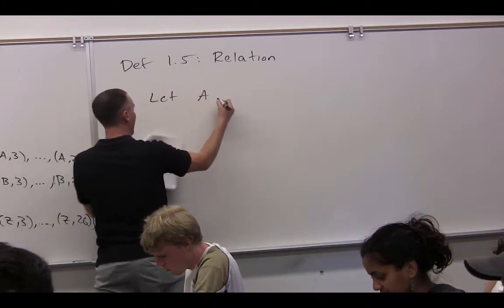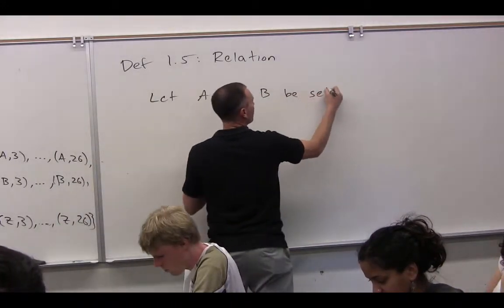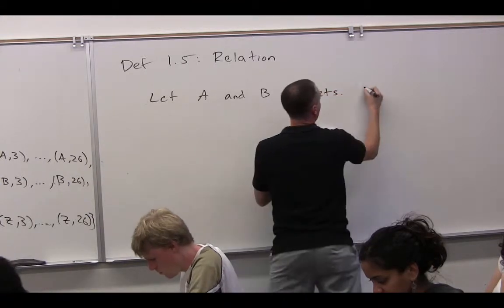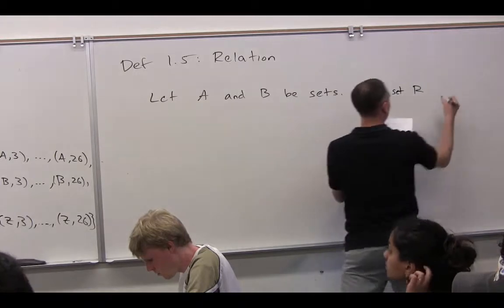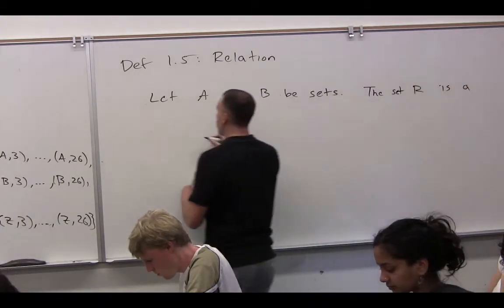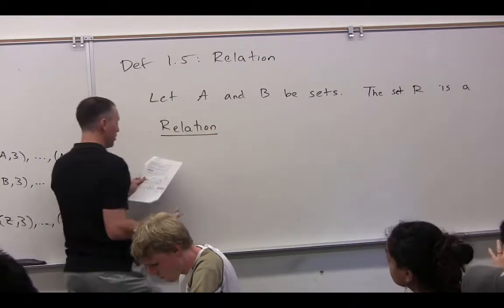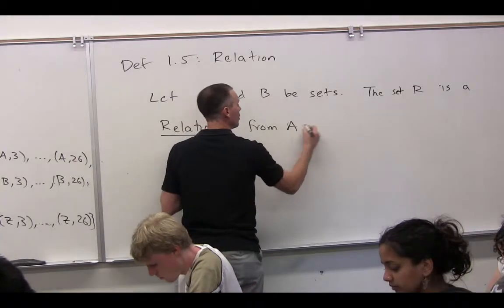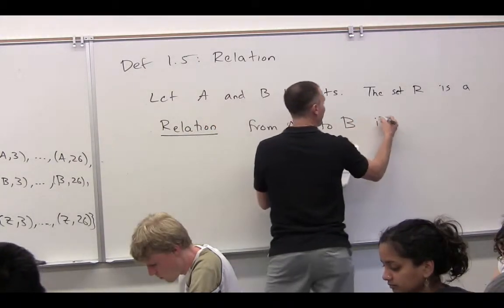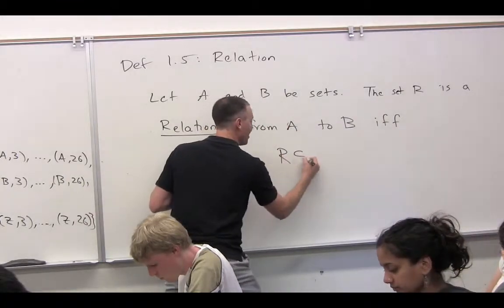All right, so let's do this. Let A and B be sets. The set R is a relation. This is now a formal set theoretic object from A to B if and only if, and then I need some help on this one.